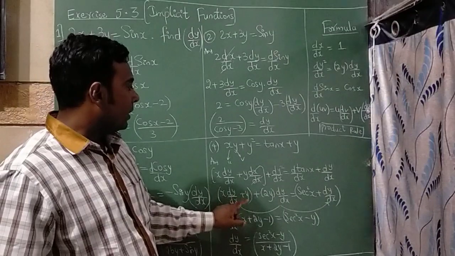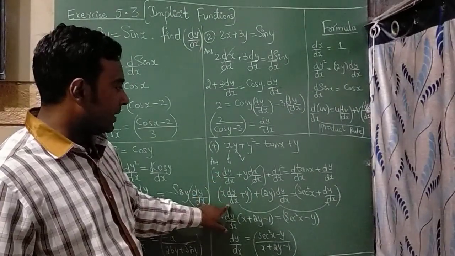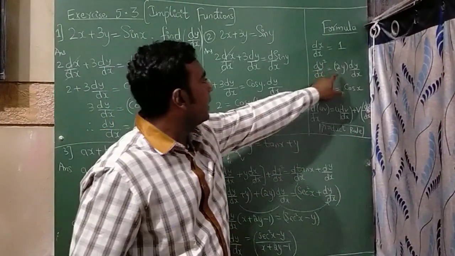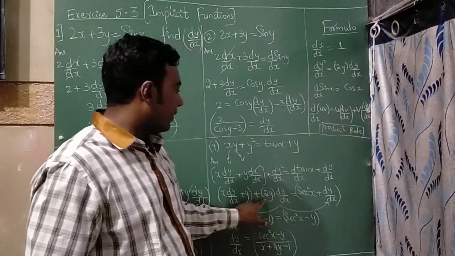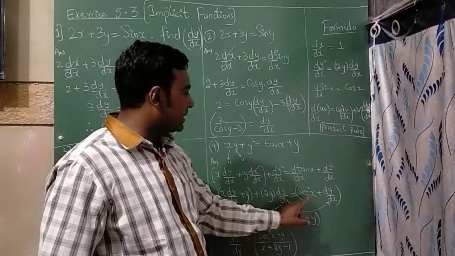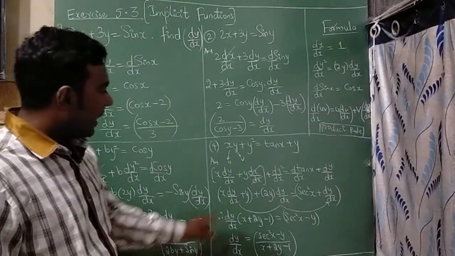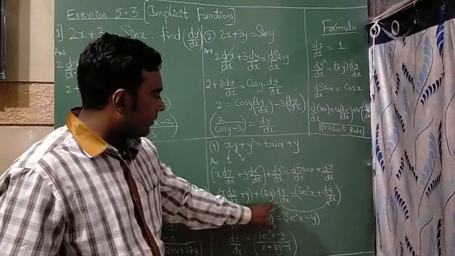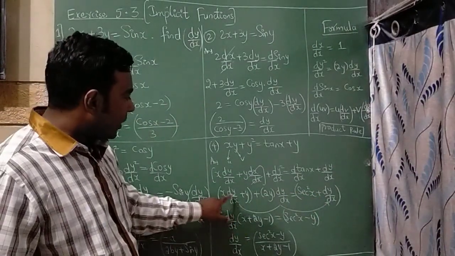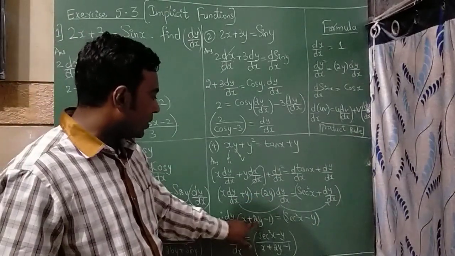Dx get cancelled, you are left with only y. Now x dy by dx as it is. Now here d by dx of y square, again from the formula, is 2y dy by dx, so I have written here 2y dy by dx is equal to d by dx of tan x, which is secant square x, plus dy by dx. Now here I have marked dy by dx, dy by dx, dy by dx, right? So I have taken common. What is the variable of this? It is x. Here the variable is 2y.